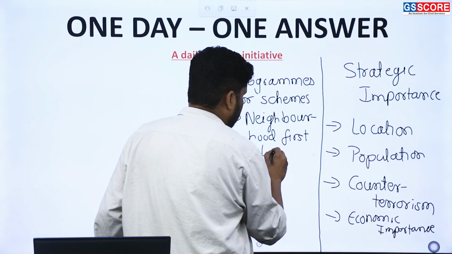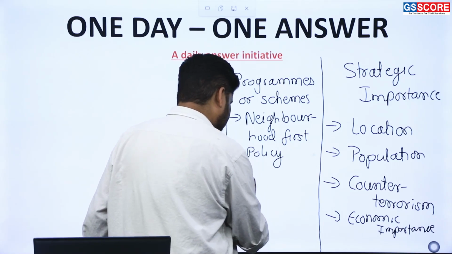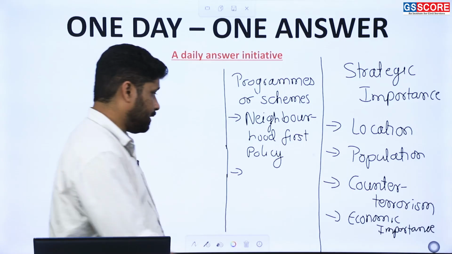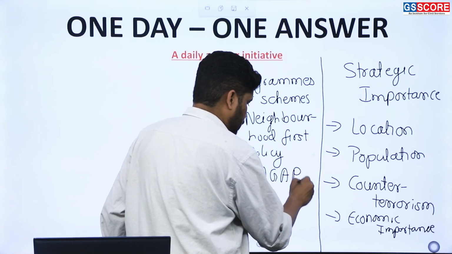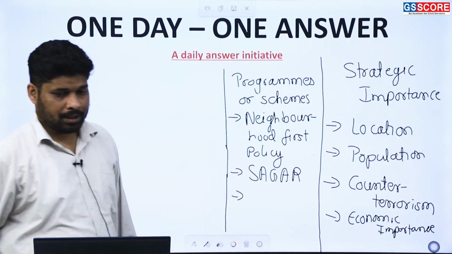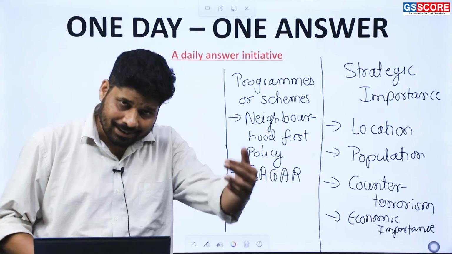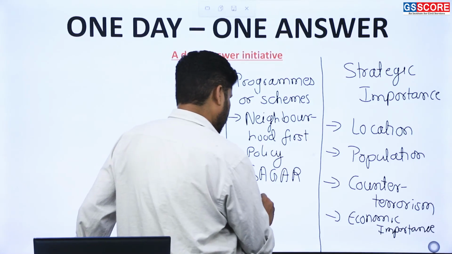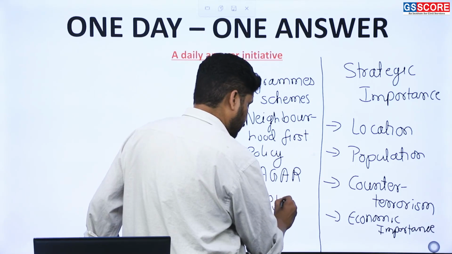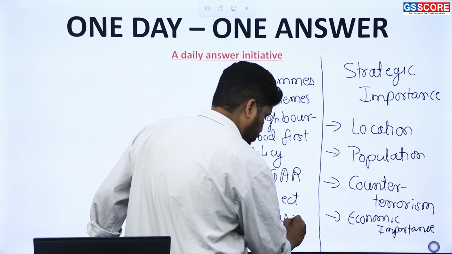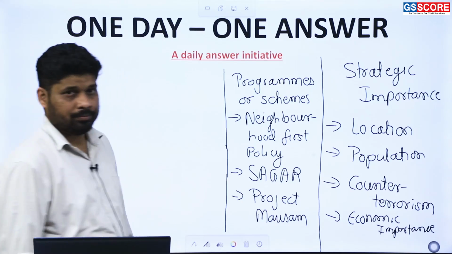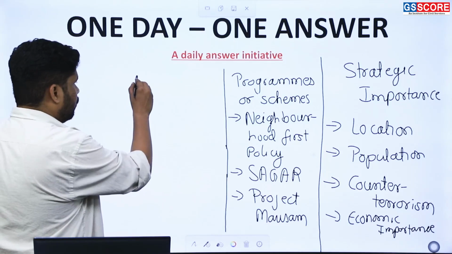Neighborhood First policy will have to be there. Other than Neighborhood First policy, the SAGAR initiative will have to be there, and other than that, Project Mausam. Project Mausam. Okay. Now moving to organizations.